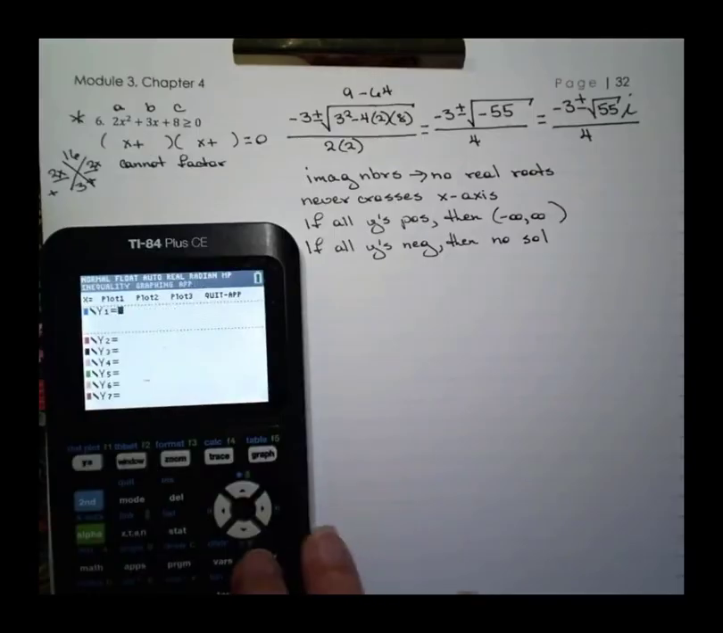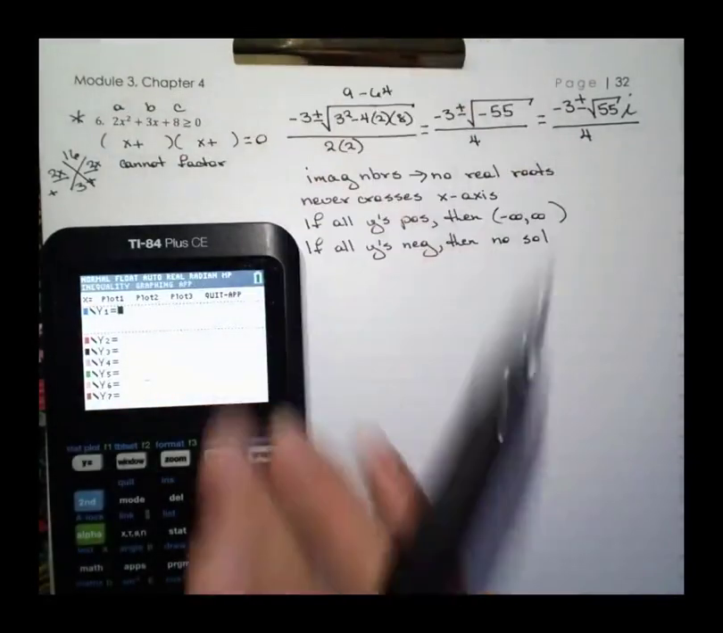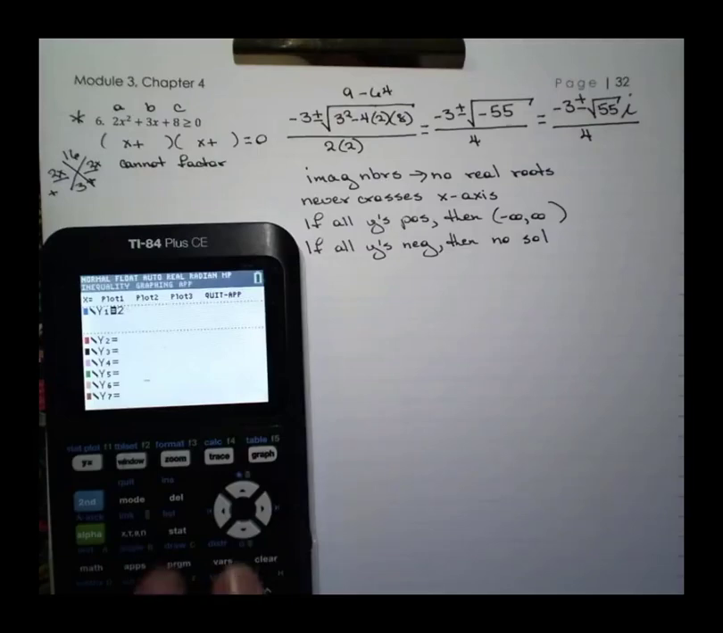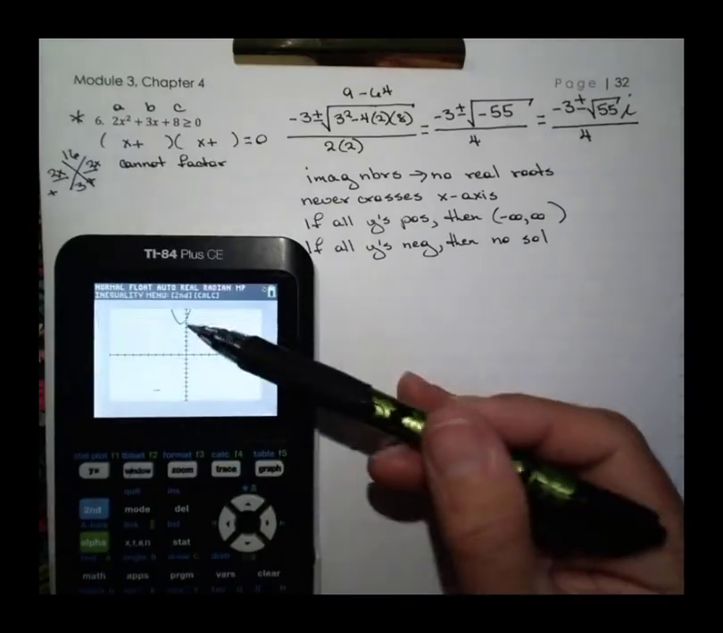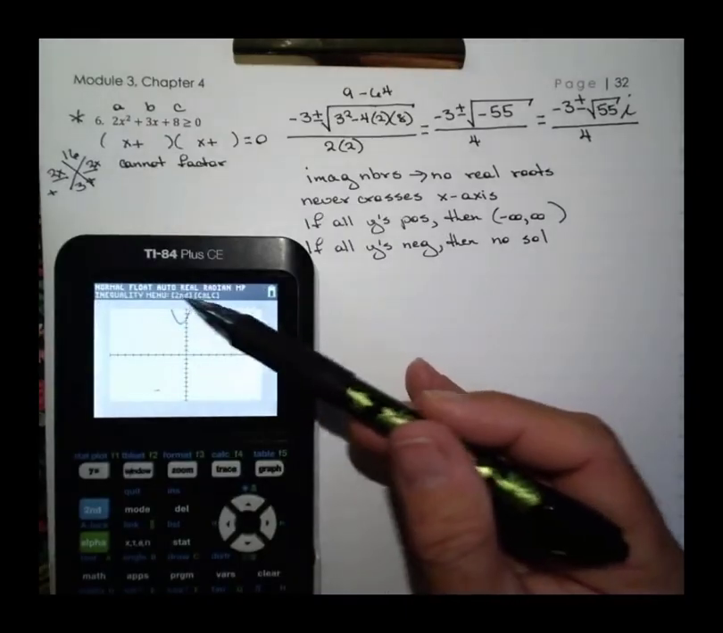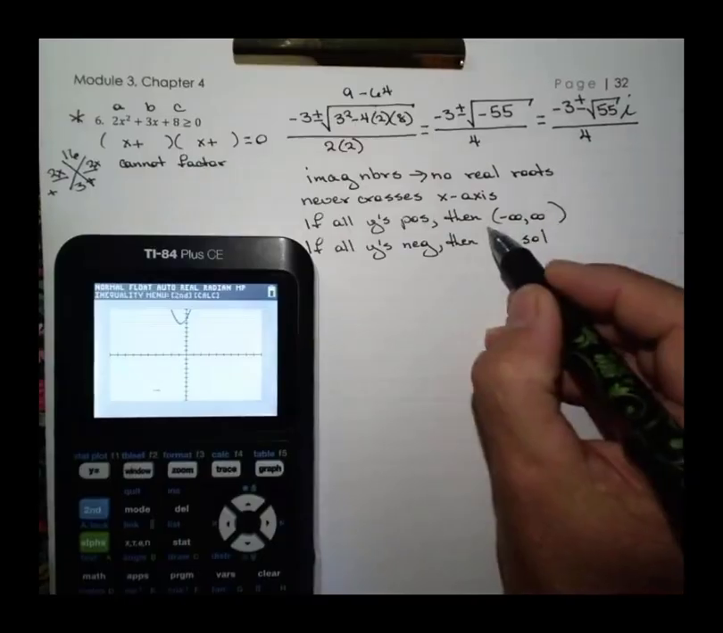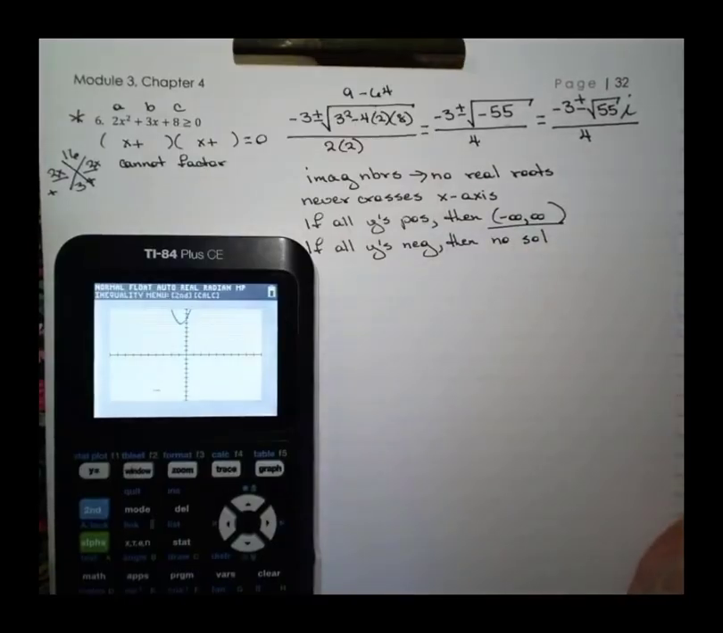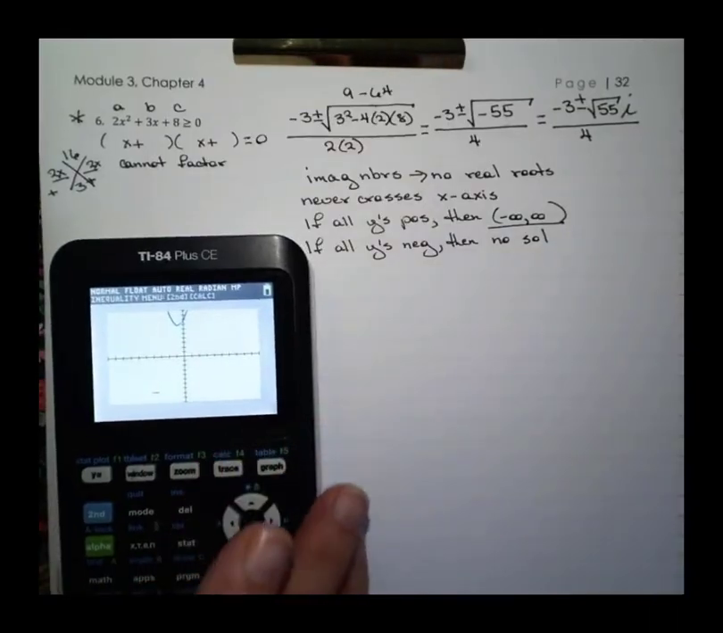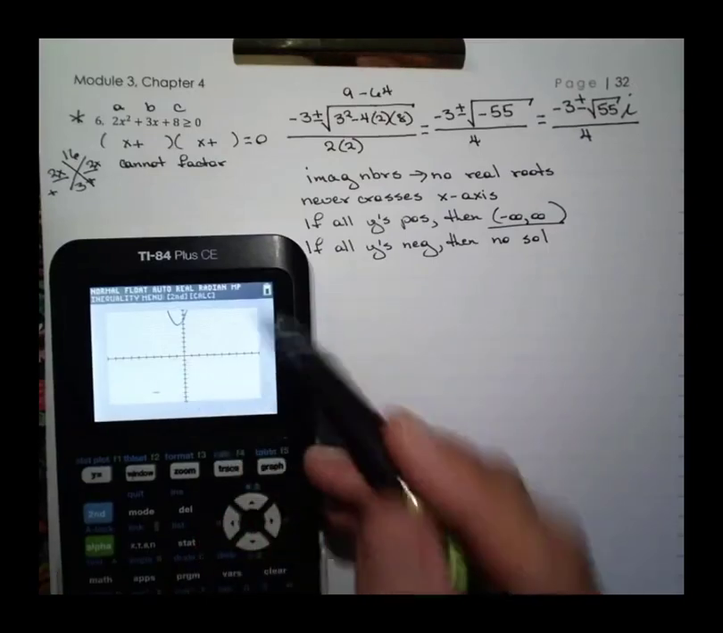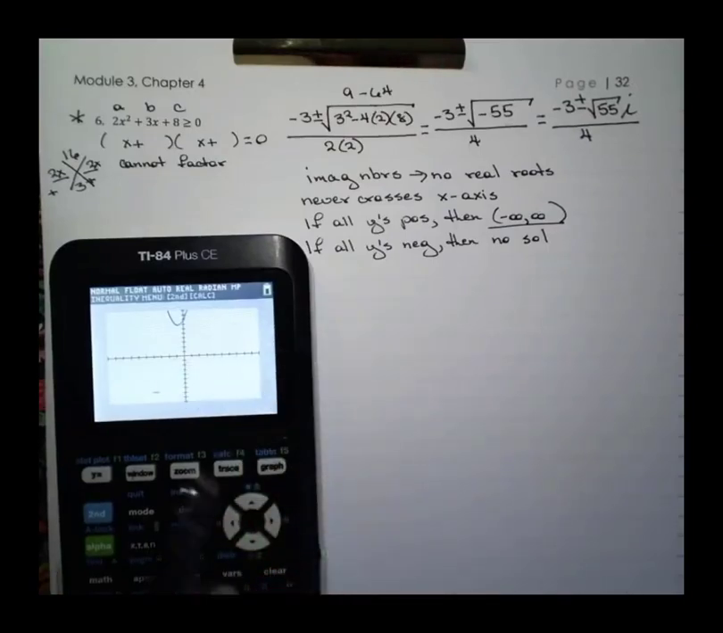And I'll come over here, clear out y equals, and I'll just enter it as 2x squared plus 3x plus 8. And I want to see where it takes me. So see if I can graph that. And there it is. It is all positive values for y. So what is my solution set? Negative infinity to positive infinity is my solution set. All real numbers, okay? It's never going to cross this axis, though. It has no real number roots, is what we're saying.